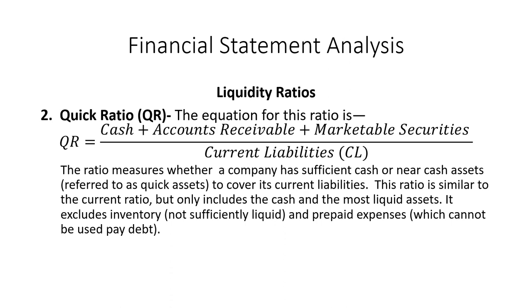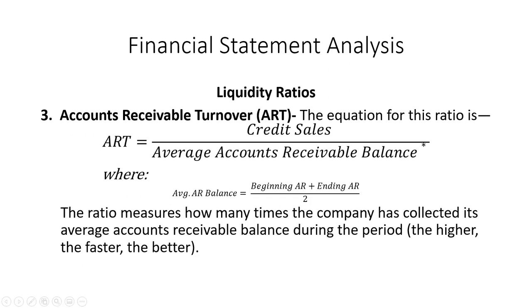Okay, your next ratio, let's go back to the PowerPoint, is going to be the accounts receivable turnover. The equation for accounts receivable turnover is credit sales divided by average accounts receivable. Keep in mind, whenever you have an average in any of these ratios, average accounts receivable, inventory, assets, whatever, you're going to take the beginning balance plus the ending balance and divide by 2. So our denominator in this case is beginning accounts receivable plus ending accounts receivable divided by 2, divided into credit sales.